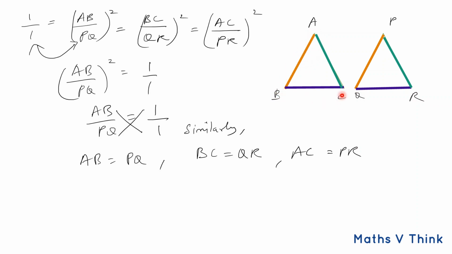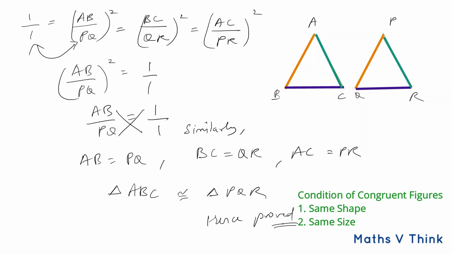Now in triangle ABC and triangle PQR, I have proved all their corresponding sides are equal. So I can tell triangle ABC is congruent to triangle PQR, hence proved. Because the condition of congruency is same shape and same size. So this proves the same size. Same shape means they both are triangles. So we proved triangle ABC is congruent to triangle PQR, hence proved.